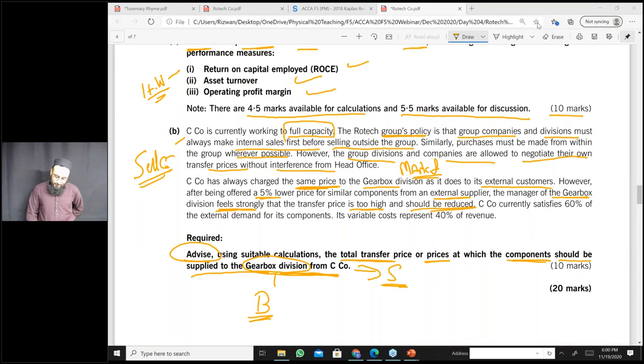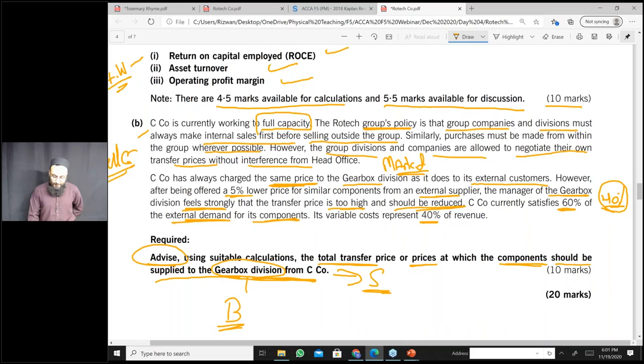Listen, CCO currently satisfies 60% of the external demand for its component, which means 40% it is not fulfilling. Its variable cost represents 40% of revenue. Now, why is it not fulfilling 40%? Because of the group policy. And what's the group policy? First you have to sell to the internal division, so because of the internal division, it is not fulfilling its external demand completely and thus fulfills only 60% of it. Are you clear about this, everybody?